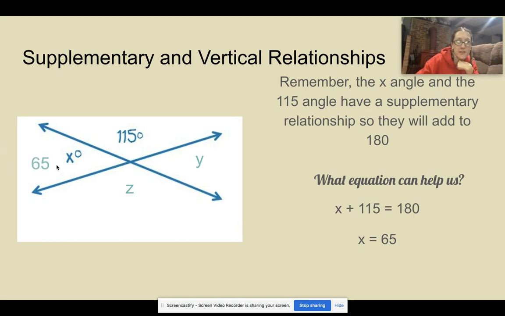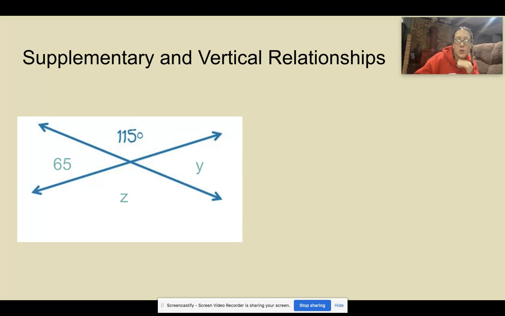Okay, so I could just fill in 65 there. I've now solved that for that variable, right? So I can just substitute that 65 there. I know that now. All right, well, what about the rest of it? What about Y and Z? So you already figured out the 65 part. Okay, you already did that. Now we're worried about Y and Z.